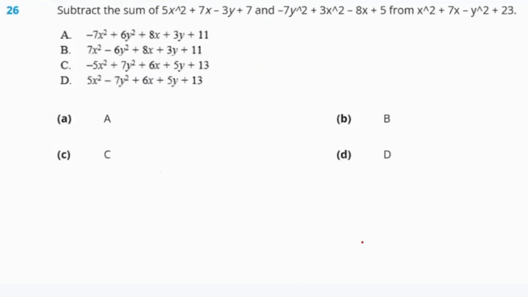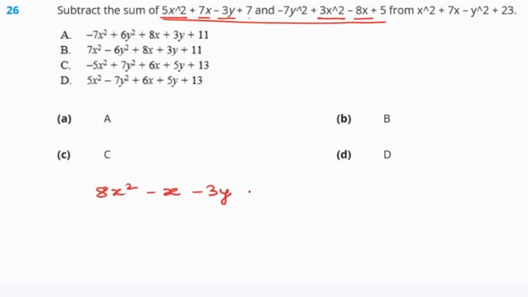Okay, now let's move towards the 26th question. The 26th question is saying we need to subtract the sum of these two expressions from this. So when we add them, 5x square plus 3x square gives us 8x square over here, and then 7x minus 8x gives us only minus x, and minus 3y. There is no other term which contains y, so that will be minus 3y only.